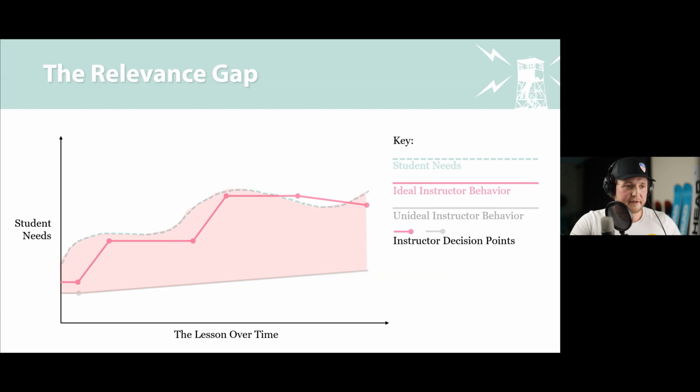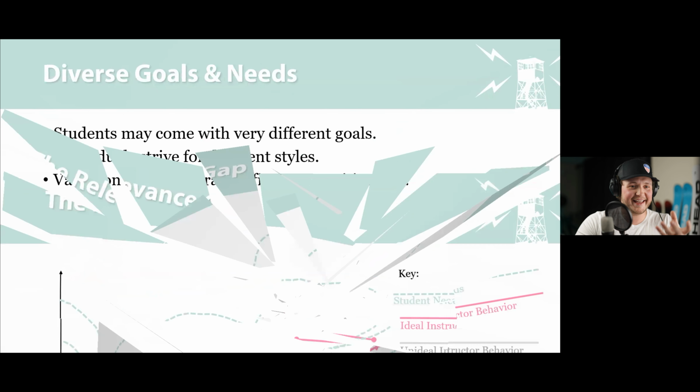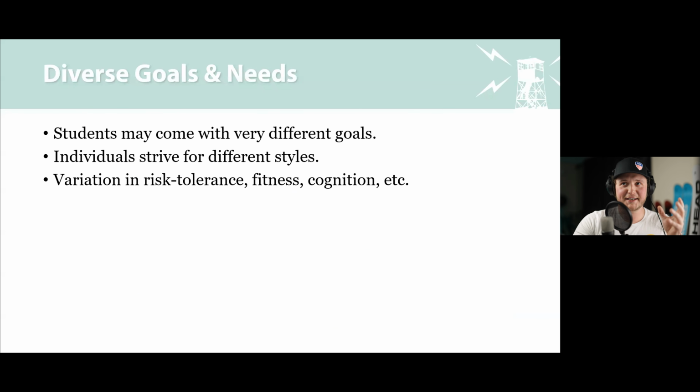But this whole graph that we're looking at right now is kind of with a single student in mind. So what if we add another student to this equation, and then another student, another, and another? Things start to get a little bit more messy, and this is kind of the crux of group lessons. Not only do we have one student coming in with a particular set of goals and needs, now we have multiple.